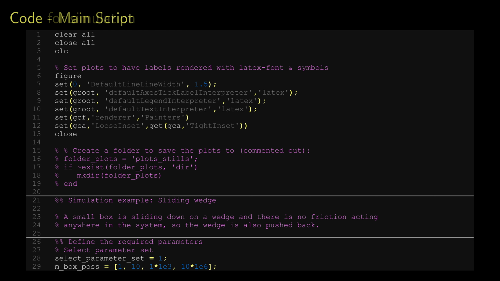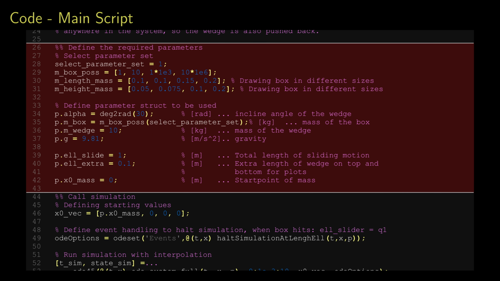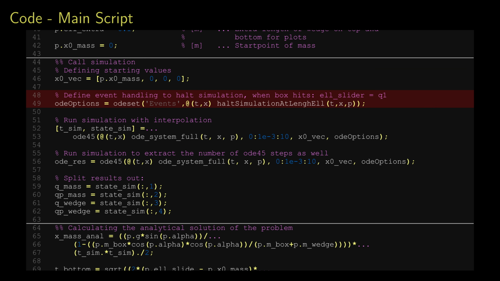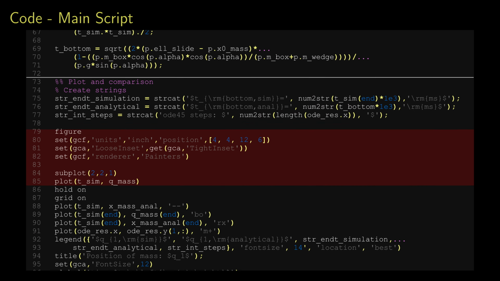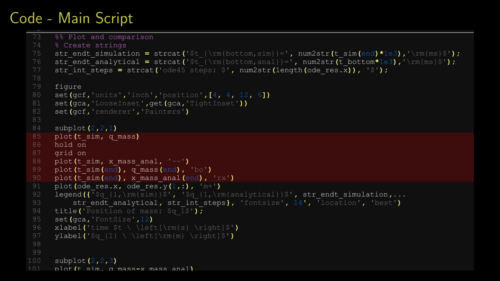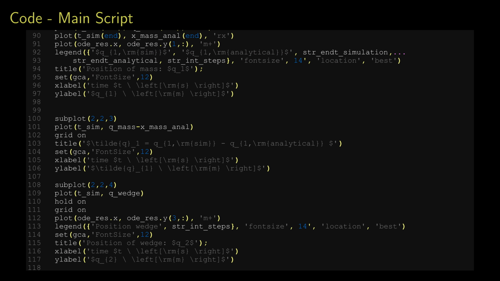Speaking of the code, I put it on GitHub again. The link is in the description in case you want to play around with it. It consists of the main function, where we first set up everything we need for our plots, define the parameters used in simulation. Then we define our event handling, the start values for our simulation, and call the simulator itself. As mentioned at the start, there exists an analytical solution to this problem, and we calculate this down here. Afterwards, we can compare it with our simulation results. At the end, we plot the results.